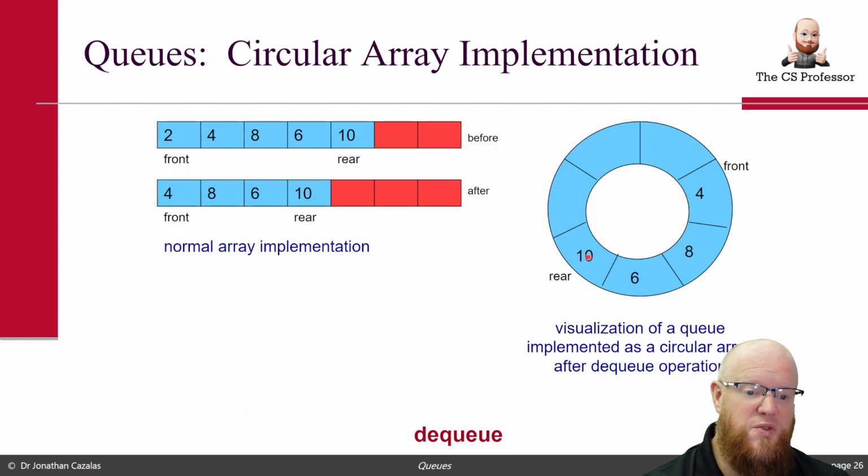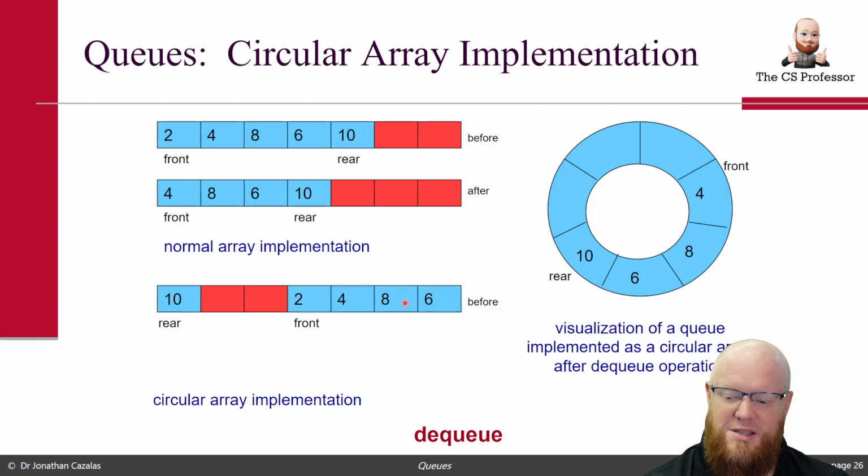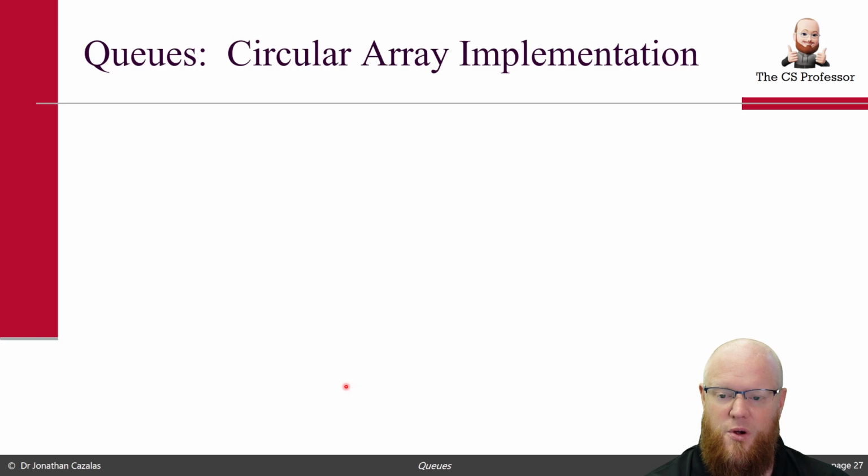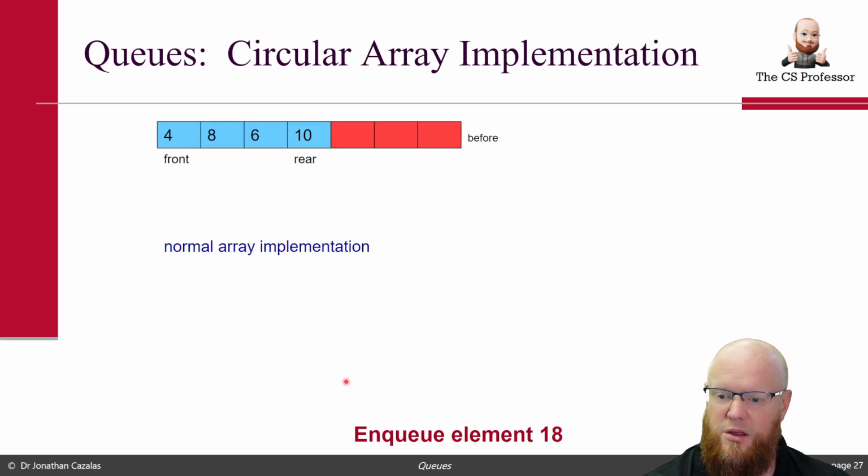So this is really just for the visual, but we're now, as I said, here we have that same circular array where we've sliced it right here between the 6 and the 10. And so now we have 2, 4, 8, 6, 10, and we're doing a DQ. So the 2 is going to get removed and the front is going to change where it points to. It points now to the 4. Pretty straightforward.